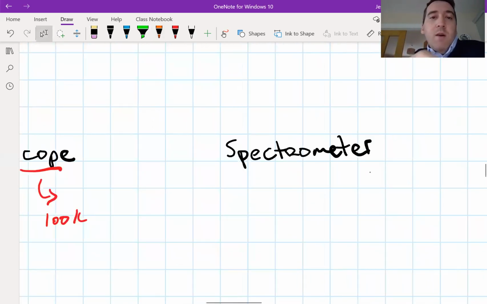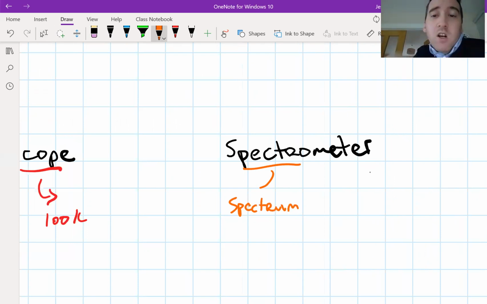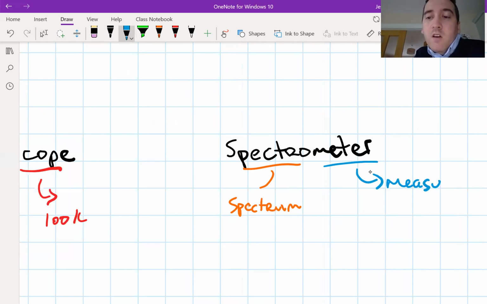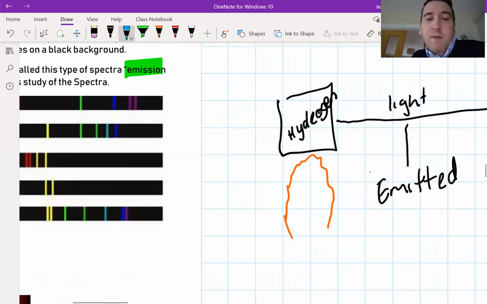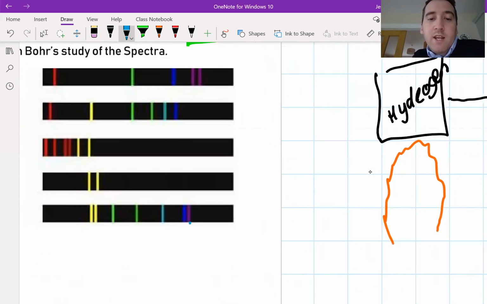What then is a spectrometer? Well, again, spectro refers to spectrum, and the meter bit refers to measurement. Whenever we have a meter or something like a meter stick, it's for measuring. So this was for measuring spectra. Now, what do we mean by measuring? Well, a spectrometer was actually able to measure the specific frequencies of light. So each band here represents a certain frequency of light.